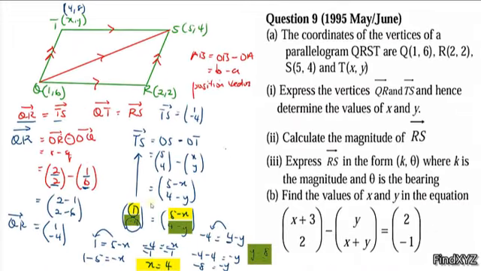So we are asked to express vector QR. So vector QR is (1, -4) and vector TS is also (1, -4). Then we are asked to also find the values of X and Y. We know X is 4 and Y is 8. That is the first part. So the first objective has been achieved.